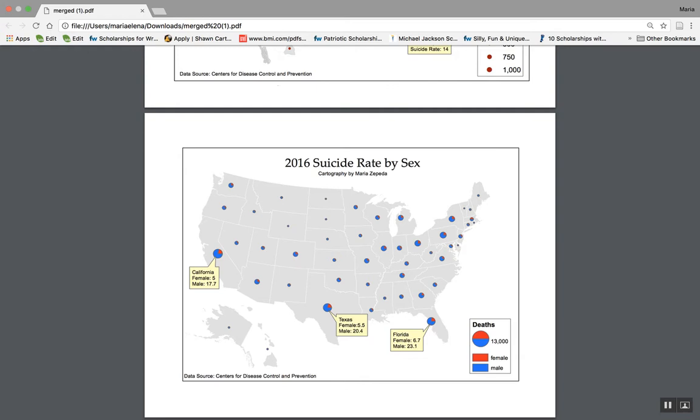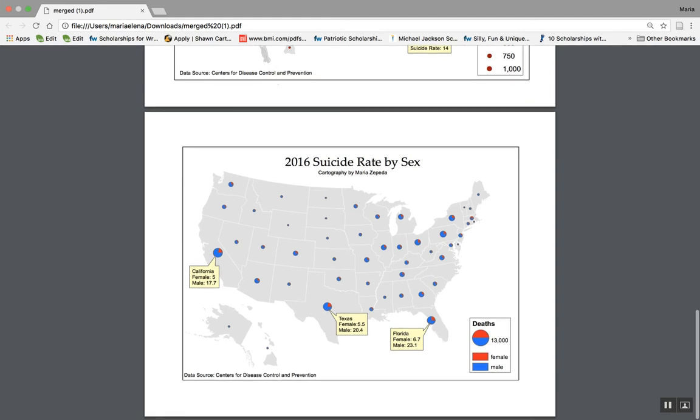overall higher suicide rate. I also included again callouts to highlight the states that had the highest suicide deaths, as previously mentioned: California, Texas, and Florida. And I just wanted to recognize what the suicide rate per sex was in these 3 states.